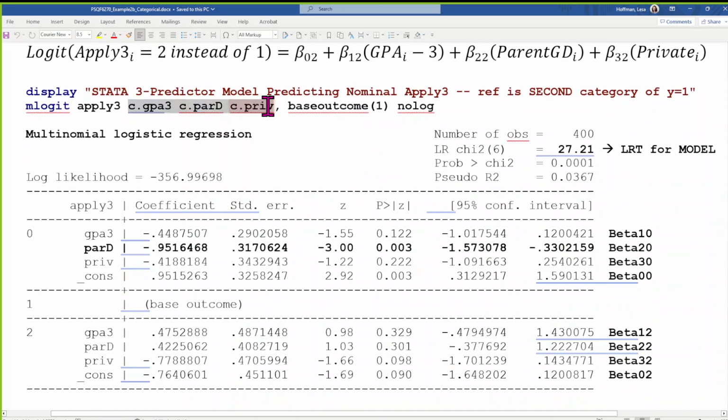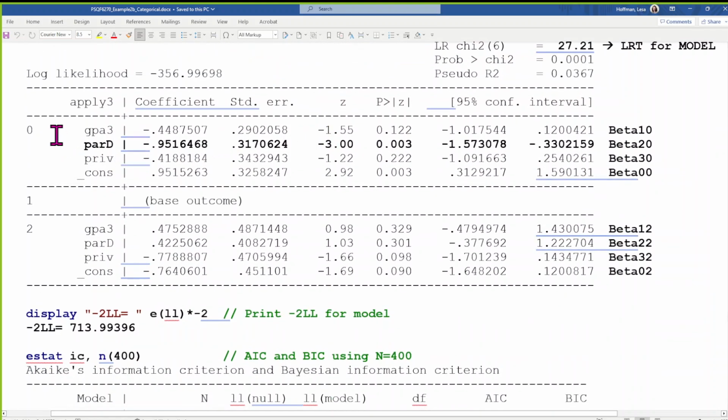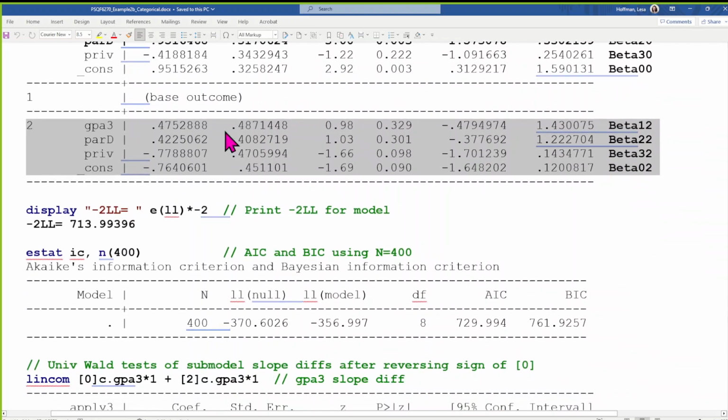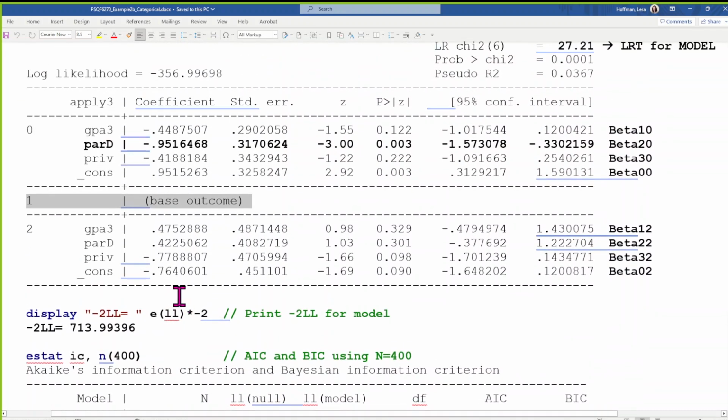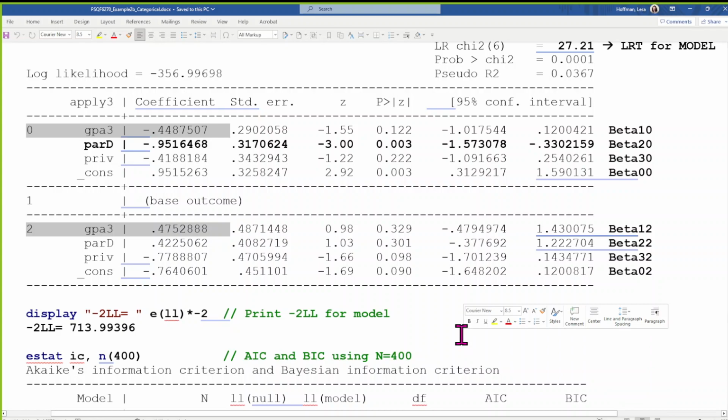So adding the 3 variables we now know and love. Here is the model predicting 0 instead of 1, and the second model predicting 2 instead of 1. It helpfully tells you what the base outcome is, so you can figure that out. So let's look at, say, GPA. GPA has a negative slope. It's non-significant, but it's negative in the first submodel, but it has a positive slope in the second submodel.